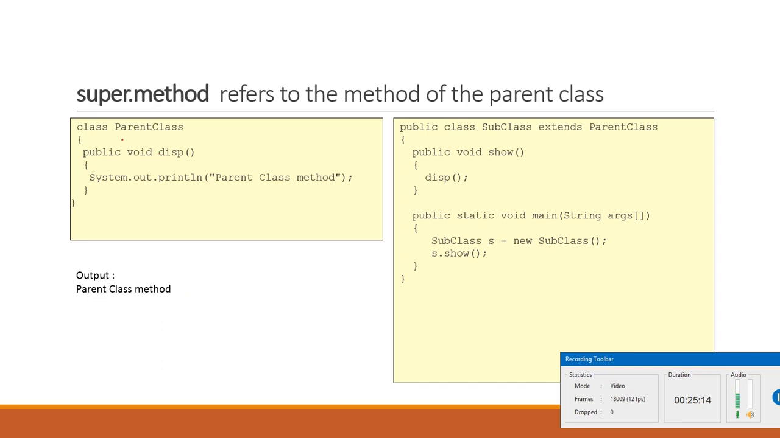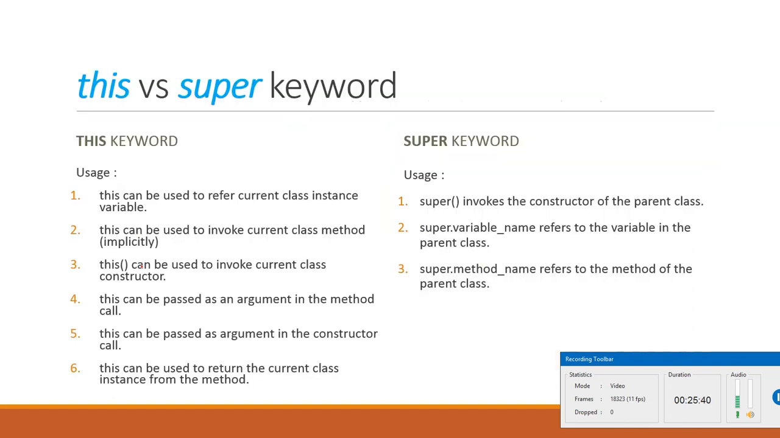Now, another program. We have a parent class. Parent class has a disp method. This is a child class. Child class has a show method. Now inside the show method, we are calling the disp method. Note here that the child class does not have any disp method, so this call will refer to the disp method of the parent class. So when we call s.show, it will call the disp method of the parent class and it will print parent class method.